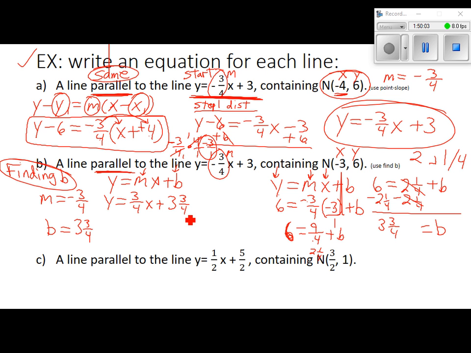They would probably write it with this number as an improper fraction, and to change that back to an improper fraction, all we do is take 3 times 4. So 3, the whole number, times the bottom number, then add the top number. Everything else stays the same. So it's 3 times 4 is 12, plus 3 is 15, so that ends up being 15 over 4. That's probably the best mathematical form of the equation. But you gotta find the m and you gotta find the b.